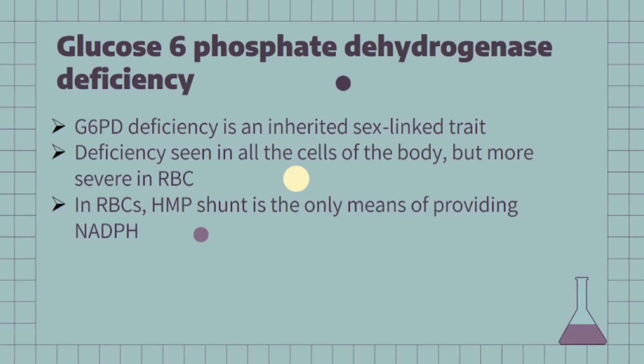Symptoms of G6PD deficiency include black urine. The second one is jaundice. It is a condition in which the skin and the whites of the eyes turn yellow. The third one is reduced glutathione.